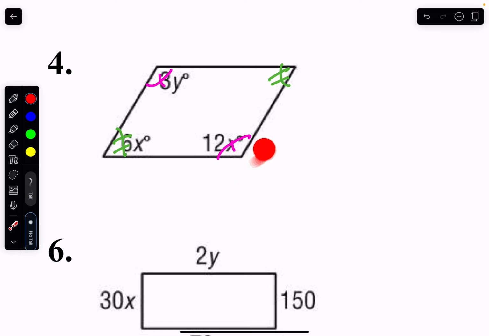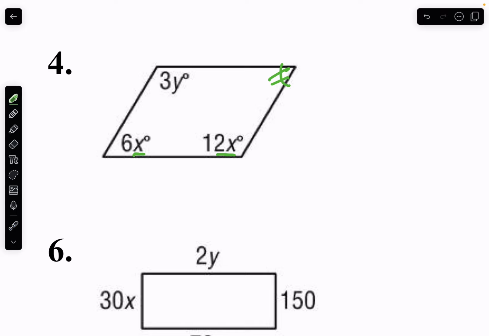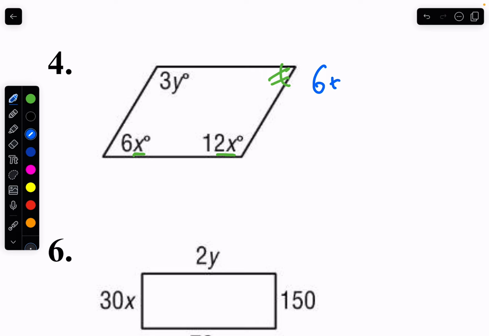I see down here at the bottom that these two, let me show you the letters again, or the variables, should I say. I see x and I see x. That means that these two angles added together are going to equal 180. So I'm going to start right there. I'm going to say, hey, you know what? 6x added to 12x is going to be 180.